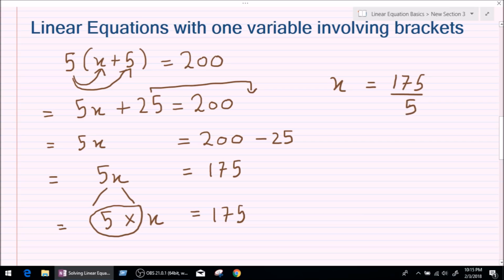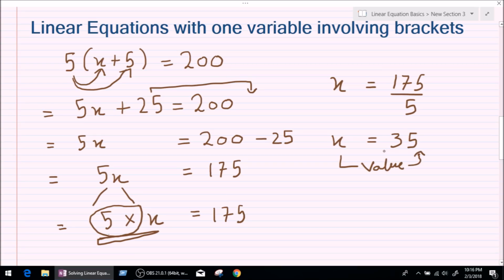Why divided by 5? Because on the left hand side, 5 was being multiplied with x. Now, if this 5 multiplying comes on the right hand side of the equal to, it has to change to division. So x equal 35. So the value of x is 35.